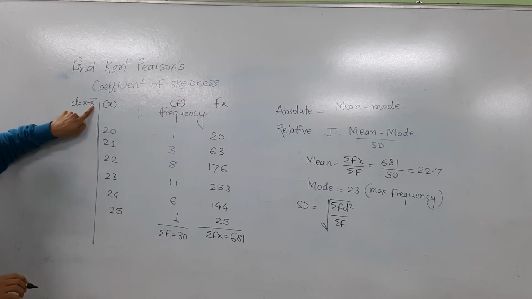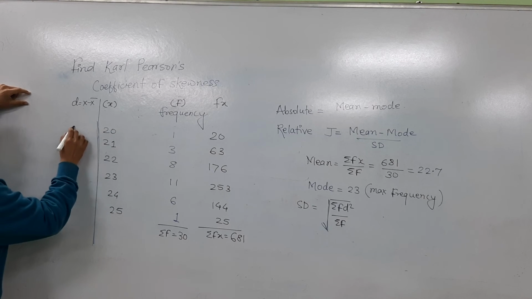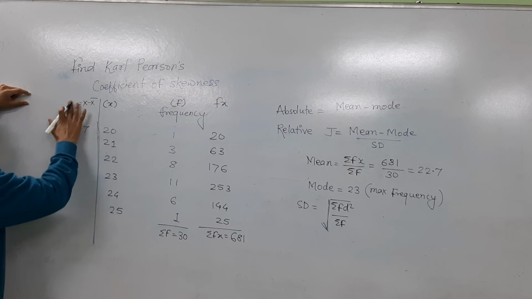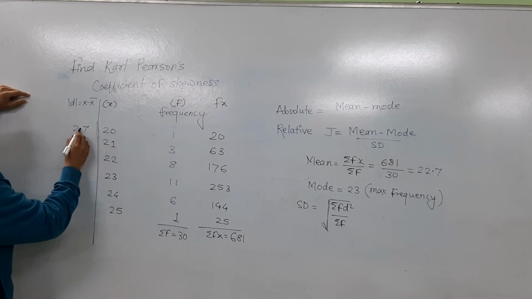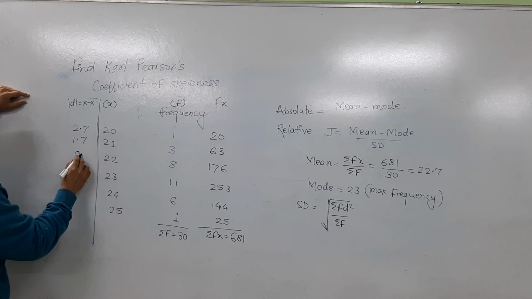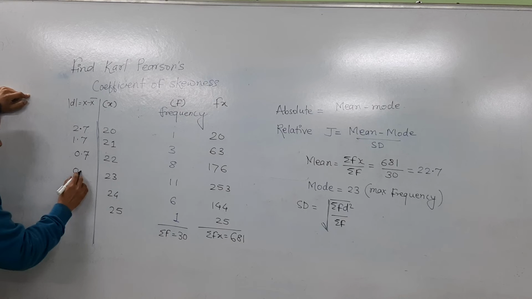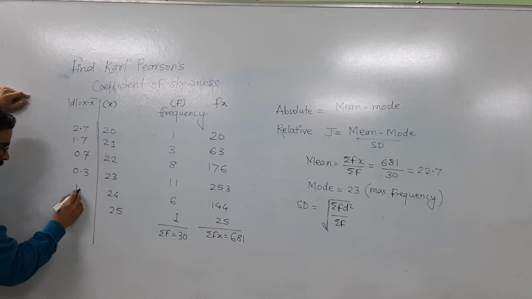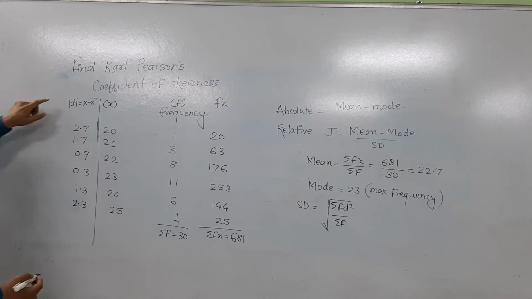So what is x bar? X bar means mean. Mean is 22.7. So 20 minus 22.7 will be 2.7. You always have to consider the positive value. 2.7, 1.7, 0.7, then 22.7, then 0.3, 1.3, 2.3. Okay.